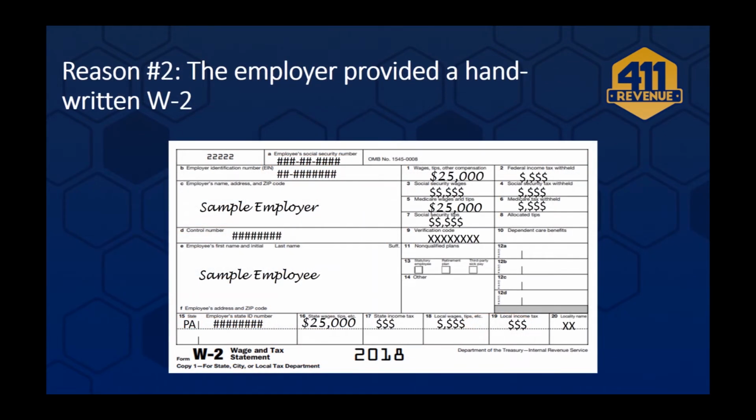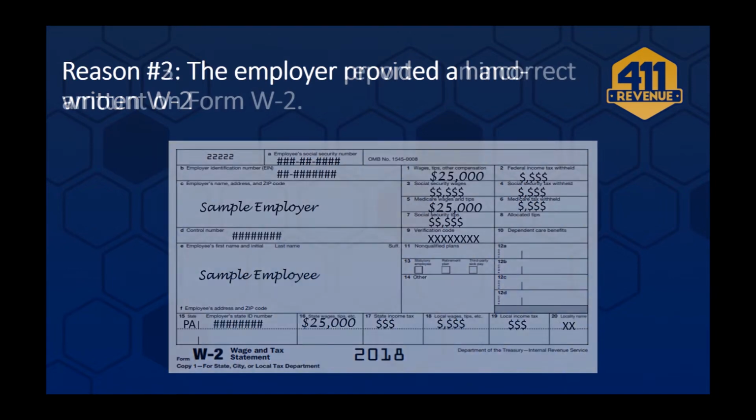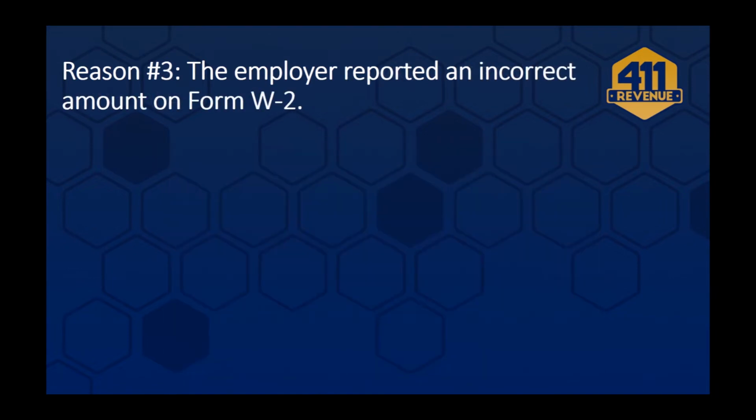Reason number 2. The employer provided a handwritten Form W-2. While it is acceptable to receive a handwritten Form W-2, the copy needs to be submitted along with your PA-40. Reason number 3. The employer reported an incorrect amount on Form W-2.